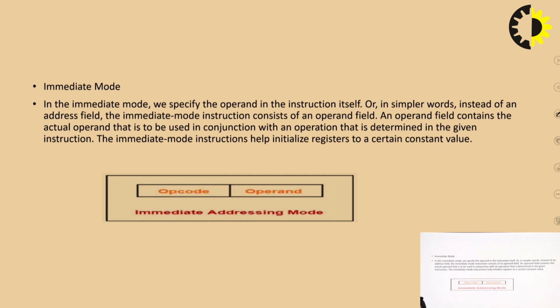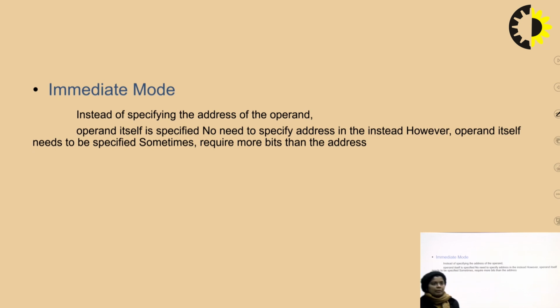Now next is the immediate mode. In the immediate mode, we specify the operand in the instruction itself. Whatever address is given in the computer instruction format is actually the operand. Instead of specifying the address of the operand, the instruction's address field becomes the operand.